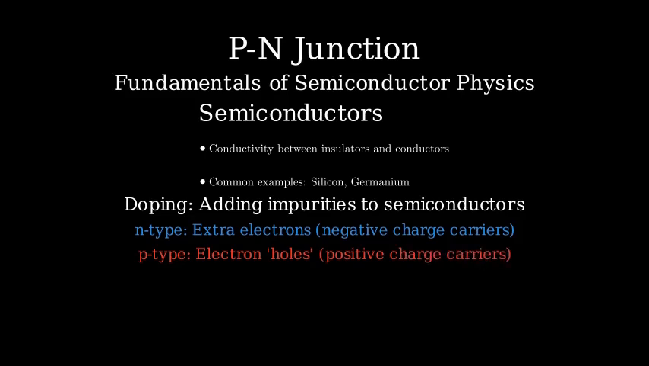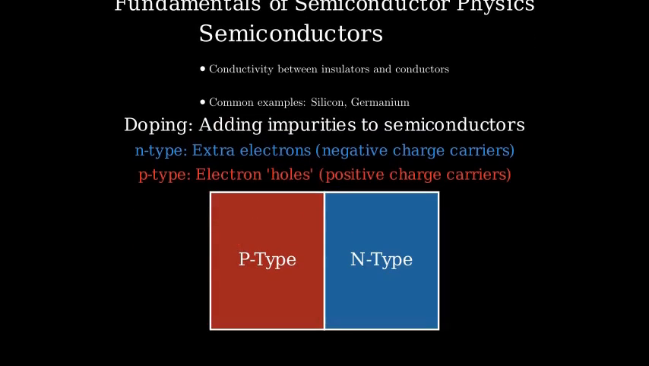Now, let's see what happens when we join a P-type and an N-type semiconductor together. This creates what we call a PN junction, which is the basic building block of many electronic devices. On the left, we have the P-type semiconductor with positive holes. On the right, we have the N-type semiconductor with extra electrons. When these two types of semiconductors are joined together, something interesting happens at their boundary.